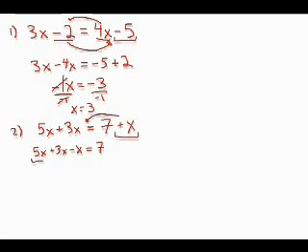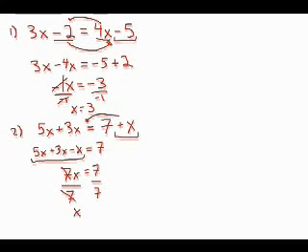Now we go ahead and simplify the left-hand side. 5x plus 3x is 8x. 8x minus x, or -1x, is 7x. We still have 7 on the right-hand side. Now we've got a case where we can go ahead and isolate the variable by doing the opposite of what's there. The opposite of times 7 is divided by 7. If I divide one side by 7, I have to divide the other side by 7. Those cancel each other out, and our answer is x equals 1.